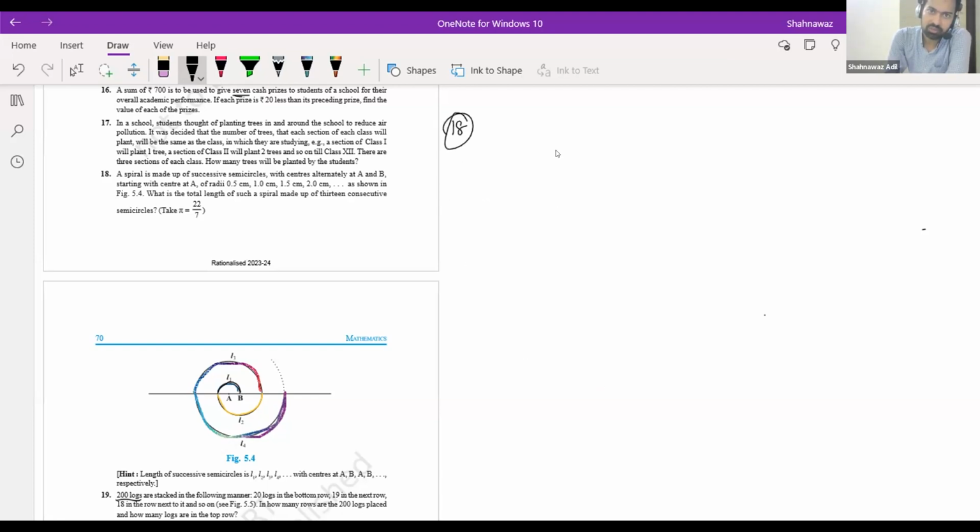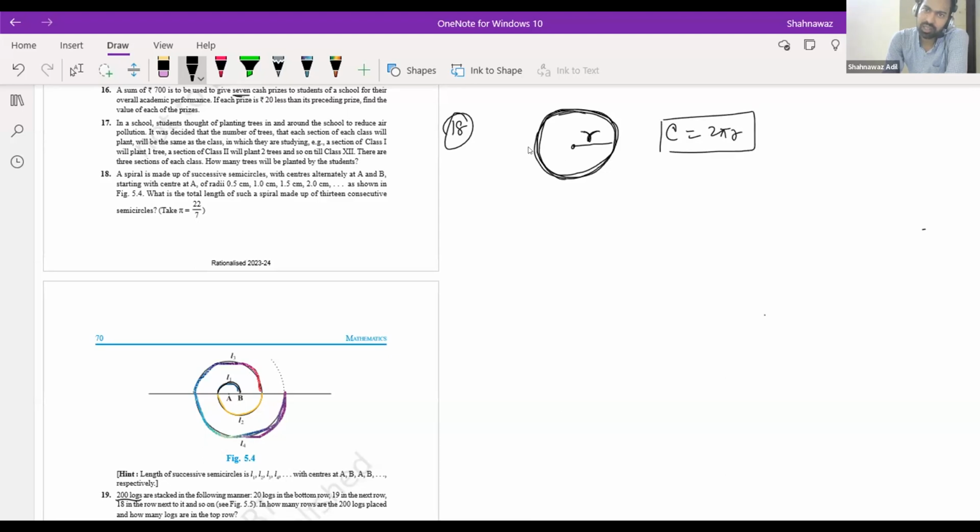So the 18th one. But before I do the 18th one, you guys tell me, what is the circumference of the circle? If this is the radius, what is the circumference of the circle? Perimeter, circumference of the circle. Do you guys remember or have you forgotten? Circumference of the circle is 2 pi r. So this is 2 pi r.